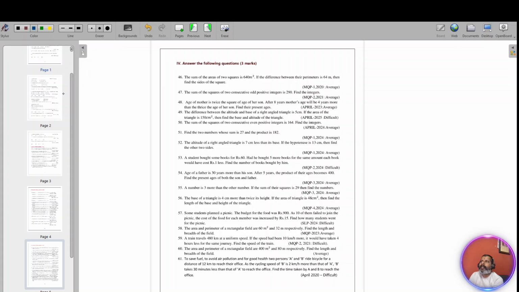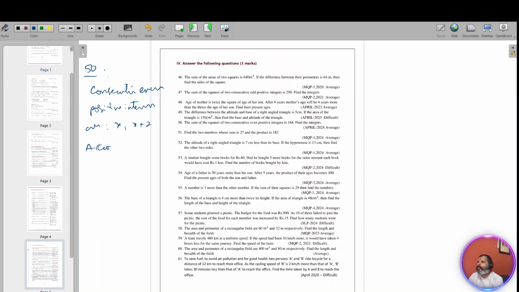50th one. The sum of the squares of two consecutive even positive integers. Check out, even positive means x is even, means x plus 2 is also even. So x square plus x plus 2 whole square is 164. Okay, so you would write, consecutive even positive integers are x and x plus 2.